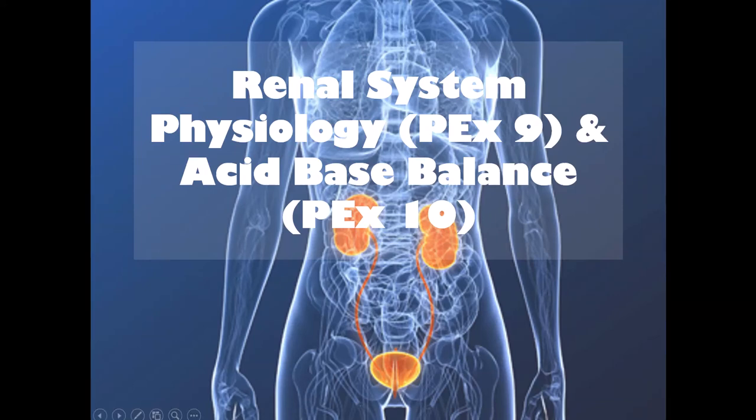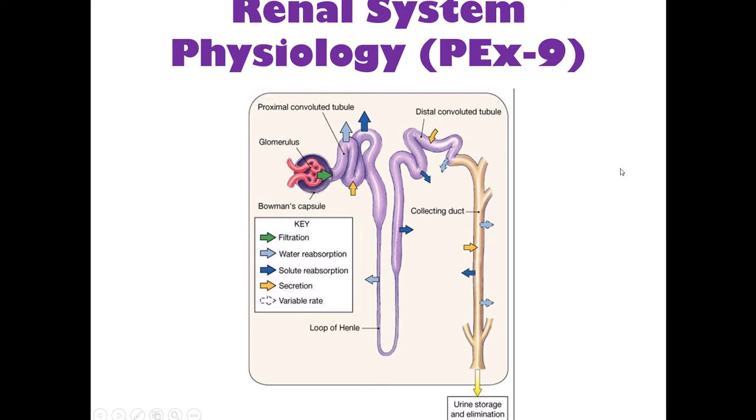Welcome students to a short lecture about the two Physio-X activities that are associated with the respiratory and renal system unit. That is Physio-X 9 about renal system physiology and Physio-X 10, which is acid-base balance, so regulating our blood pH. We're going to start with renal system physiology, Physio-X 9.